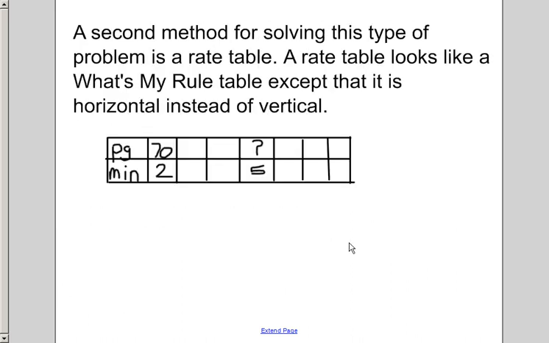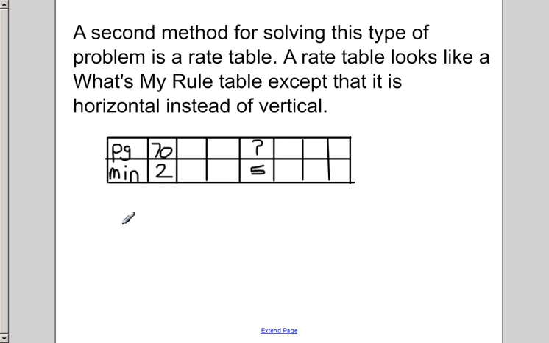A second method for solving this type of problem is called a rate table. And a rate table looks like a what's my rule table, except that it's horizontal instead of vertical. So that problem we just did, we said the computer can print 70 pages in 2 minutes. How many can it print in 5 minutes? So that's our question mark. So one advantage to using a rate table is that you can usually fill something in. You can make progress step by step.